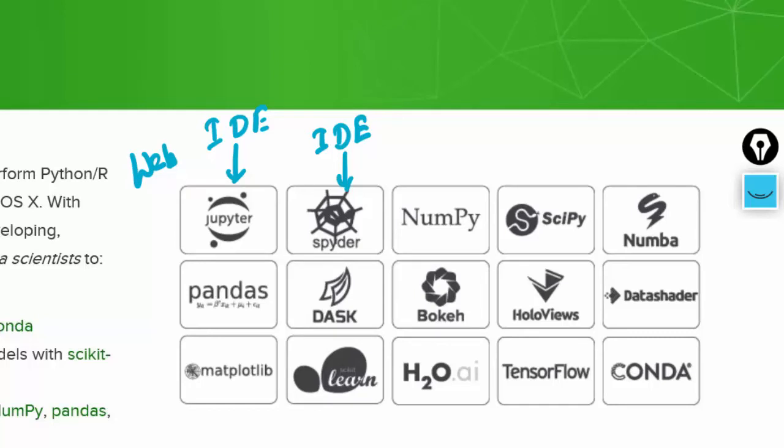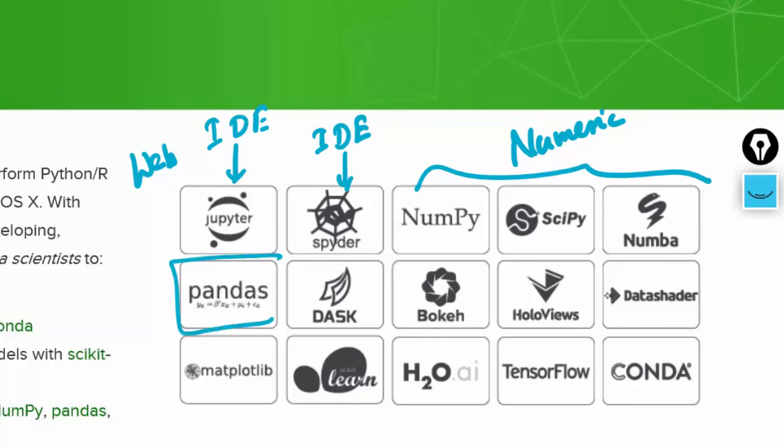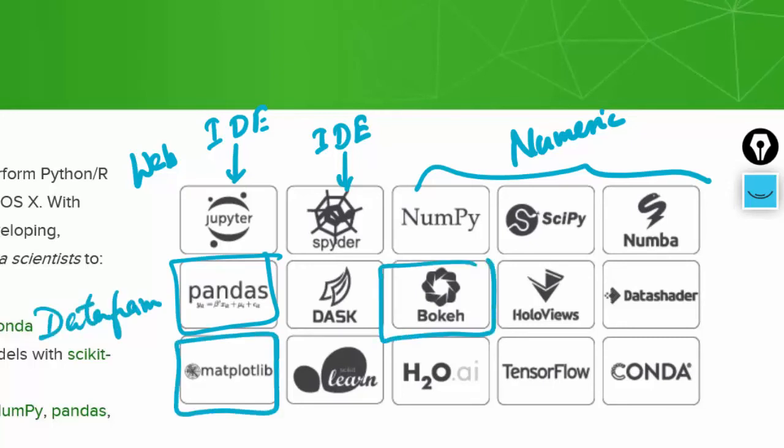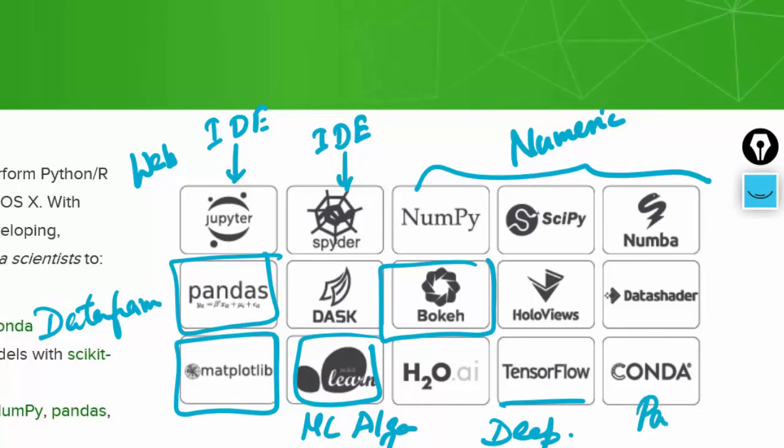NumPy and SciPy are numeric packages that you can use in Python for numeric computation. Pandas is for data frames. Matplotlib is for visualization. This is for scikit-learn. Now scikit-learn is for the machine learning algorithms. This is for deep learning. This is the package manager, and so on and so forth. There are so many things that come with Anaconda.